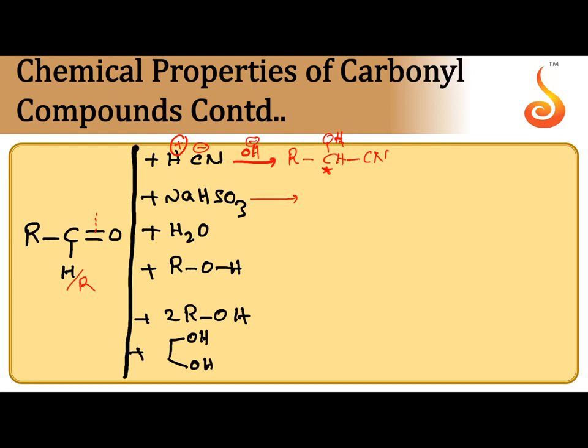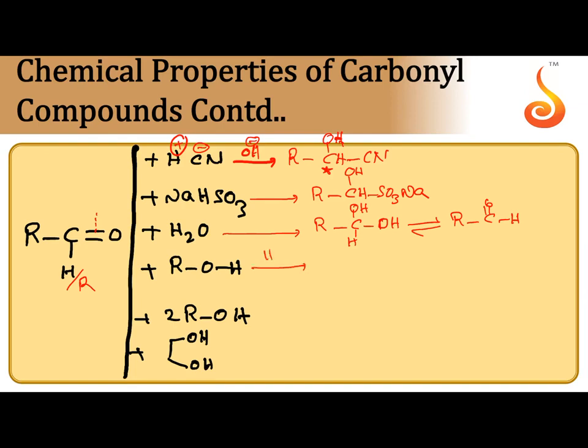Next, sodium bisulfite, same process: R-CH(OH)SO3Na. The aldehyde sodium bisulfite salt is obtained. When water is added, R-CH with OH on one side and one more OH on the other. So OH goes to carbon, the other H of the H2O goes to oxygen. Gem diol is obtained. Gem diol is highly unstable. Dehydration takes place to give back the aldehyde.